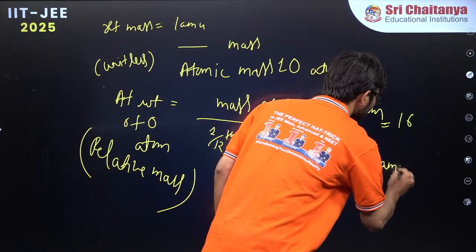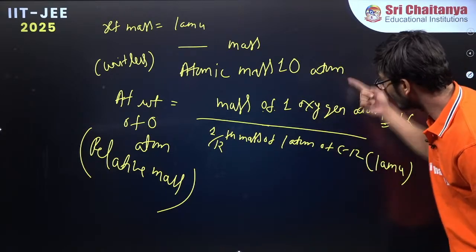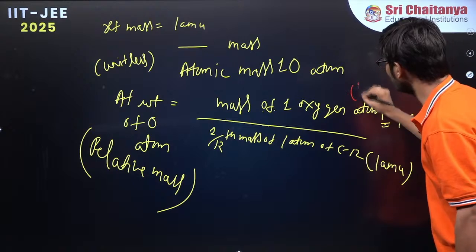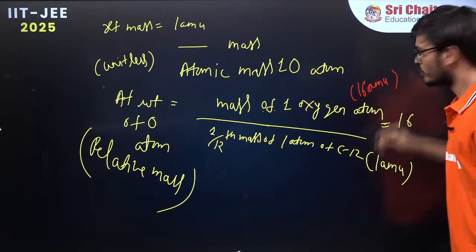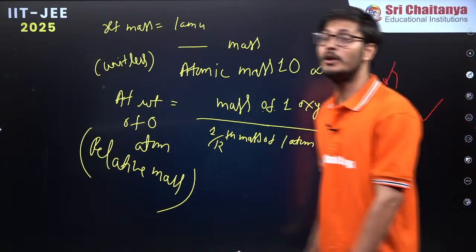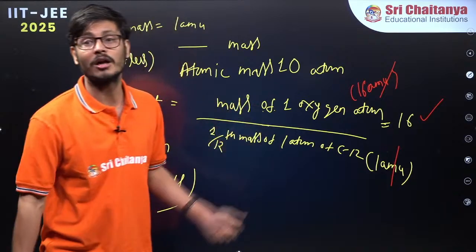1 AMU. And with respect to this 1 AMU, what is the mass of oxygen? Mass of oxygen is 16 AMU. With respect to this one, this is 16 AMU. So AMU got cancelled out, and the value comes out to be 16. So atomic weight is the concept of relative mass.